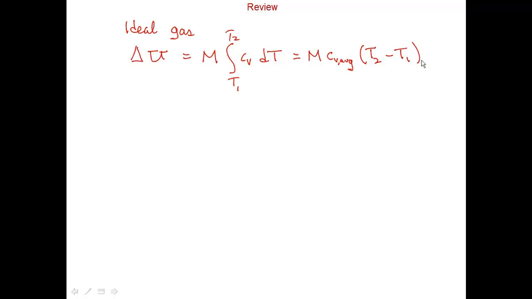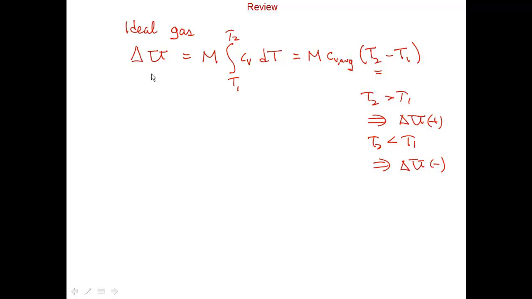So we clearly see that if T2 is greater than T1, we will have a positive change associated with that. We will know then that delta U is going to be positive, and similarly if T2 is less than T1, that clearly implies then that the internal energy change was negative. And of course, no change, zero change in internal energy.